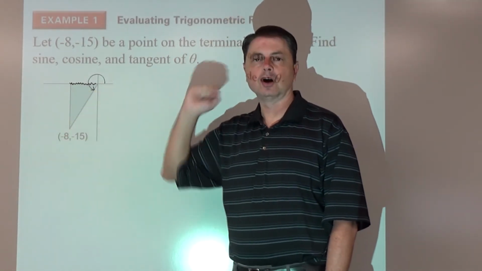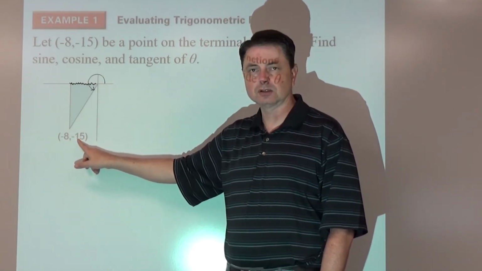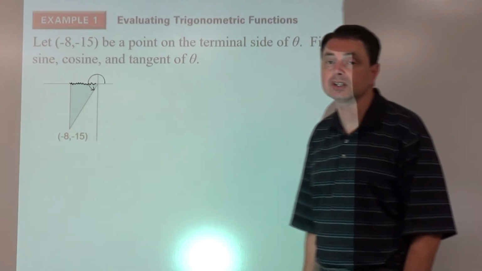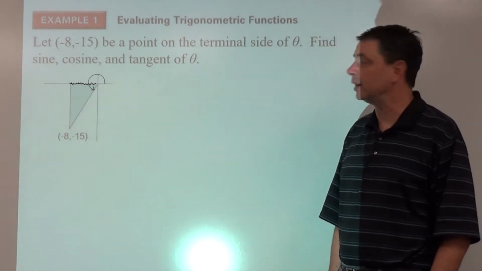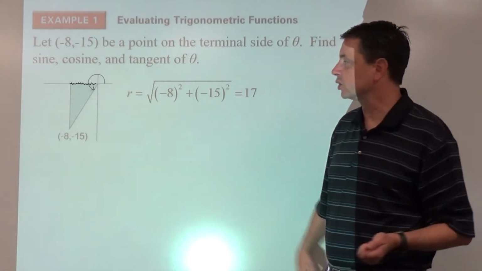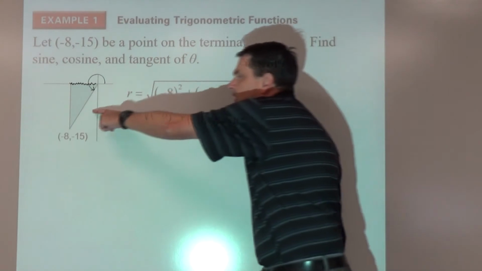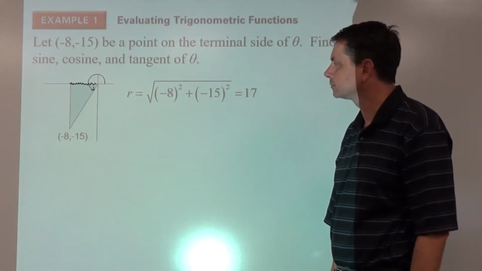So we'll do r is equal to the square root of x squared plus y squared. If we do those calculations, told you this was going to come up, we're going to get 17, because that's a Pythagorean triple. 8, 15, 17. Mark that in there as 17.